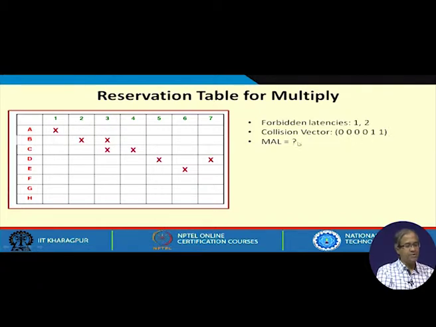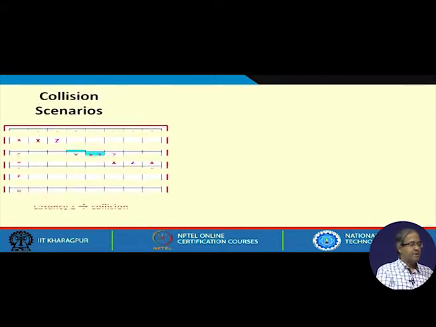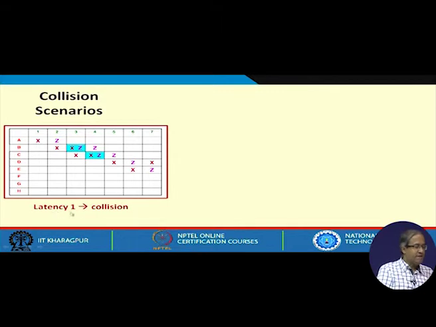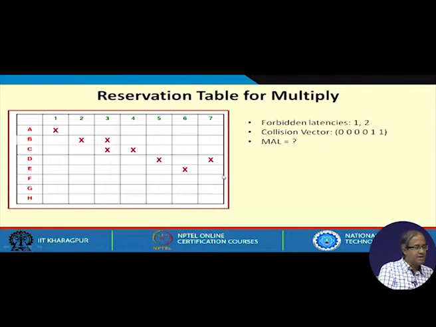So, naturally, intuitively you can say that your minimum average latency will be 3, because 1 and 2 are both forbidden. So, 3 we can use definitely. Yeah, it is true, 3 is a permissible latency that you can use. So, let us see, for latency 1 there will be a collision. You see this was the reservation table, right.